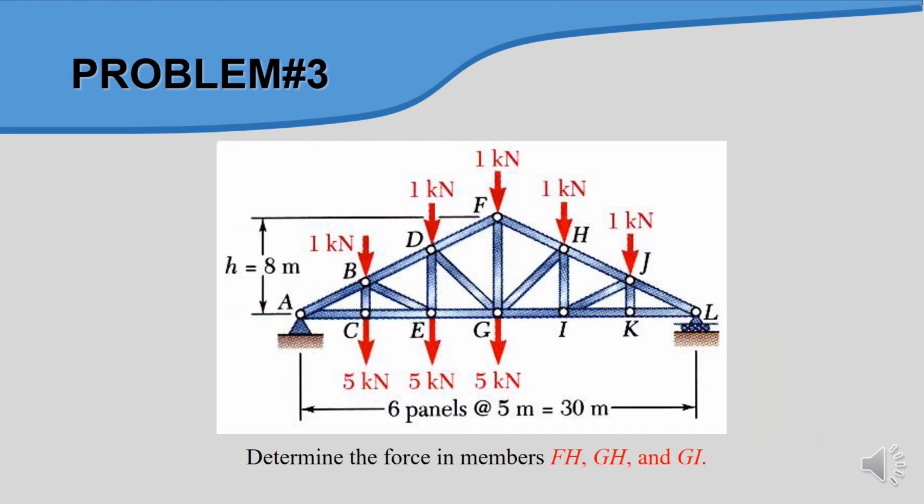Finally, we have problem number 3, which is quite complicated. It has many external forces, from 1 kilonewton to 5 kilonewton, at certain points or joints. It is asking for FH, GH, and GI.